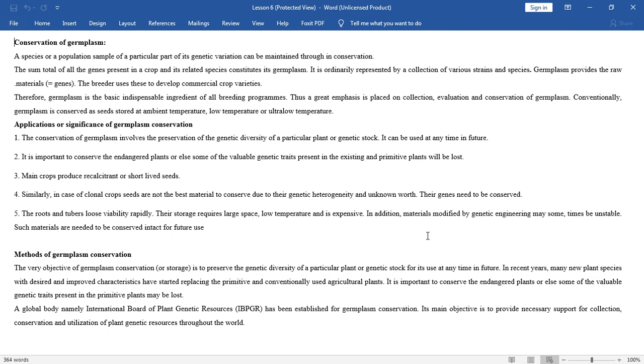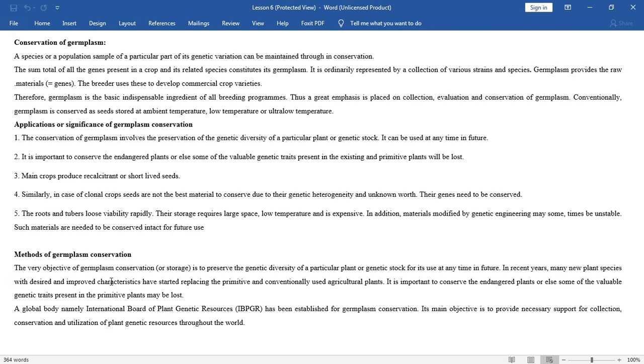In addition, materials modified by genetic engineering may sometimes be unstable. Such materials are needed to be conserved intact for future use. Methods of germplasm conservation.